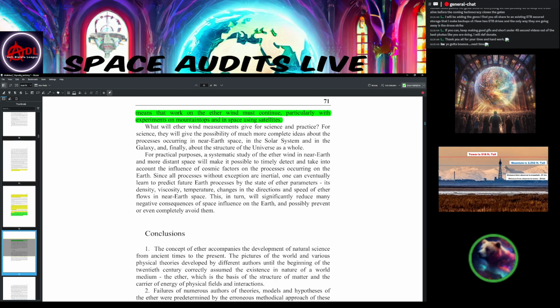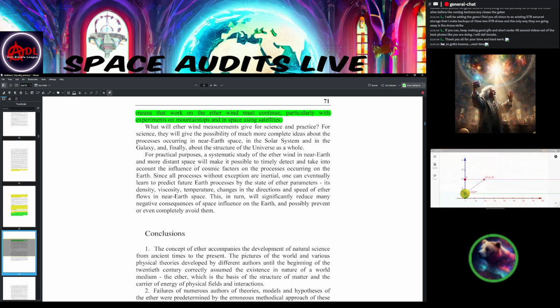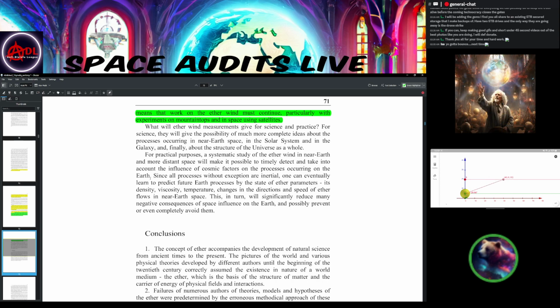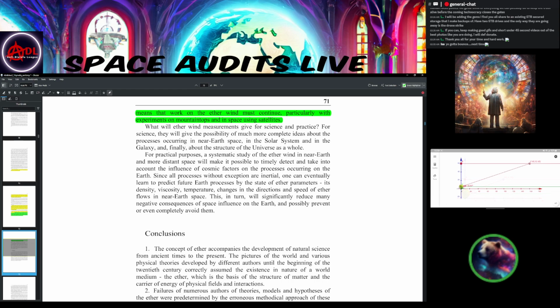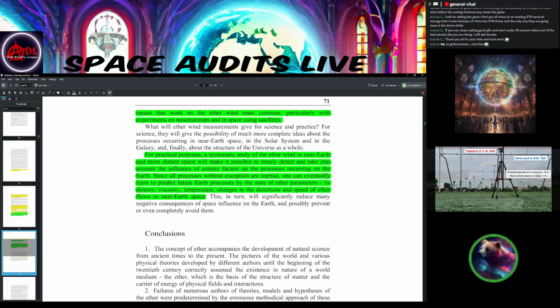For practical purposes, the systematic study of the ether wind in near Earth and more distant space will make it possible to timely detect and take into account the influence of cosmic factors on processes occurring on the Earth. Since all processes, without exception, are inertial, one can eventually learn to predict the future of Earth's processes and the state of the ether parameters, its density, viscosity, temperature changes, and the direction and speed of the ether flows in near Earth space. This in turn will significantly reduce the negative consequences of space influence on Earth and possibly prevent or completely avoid them.